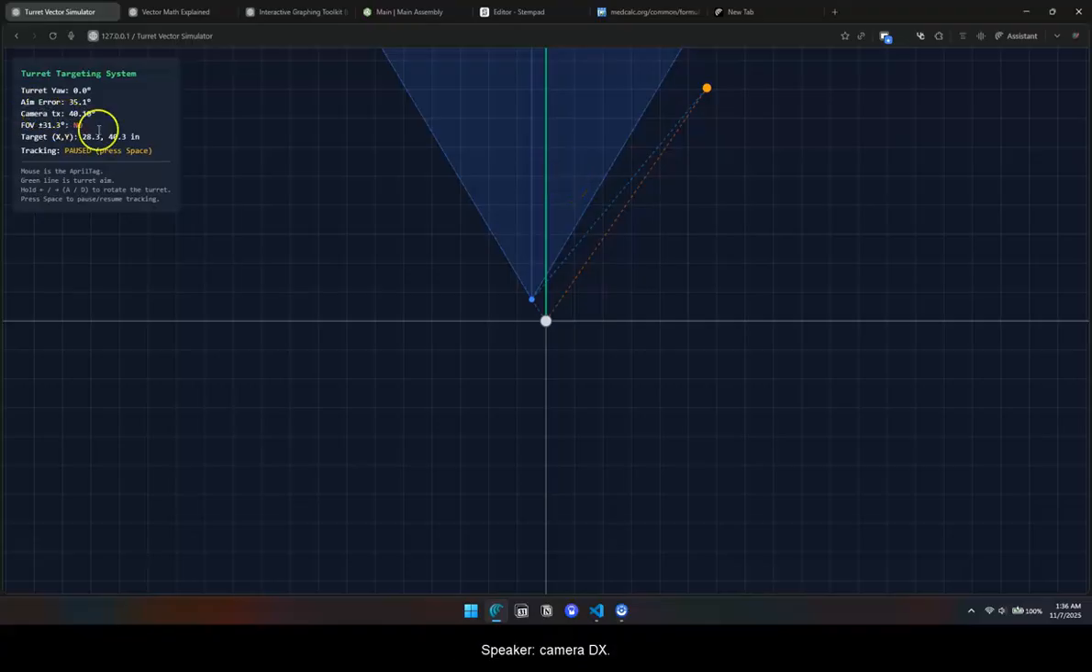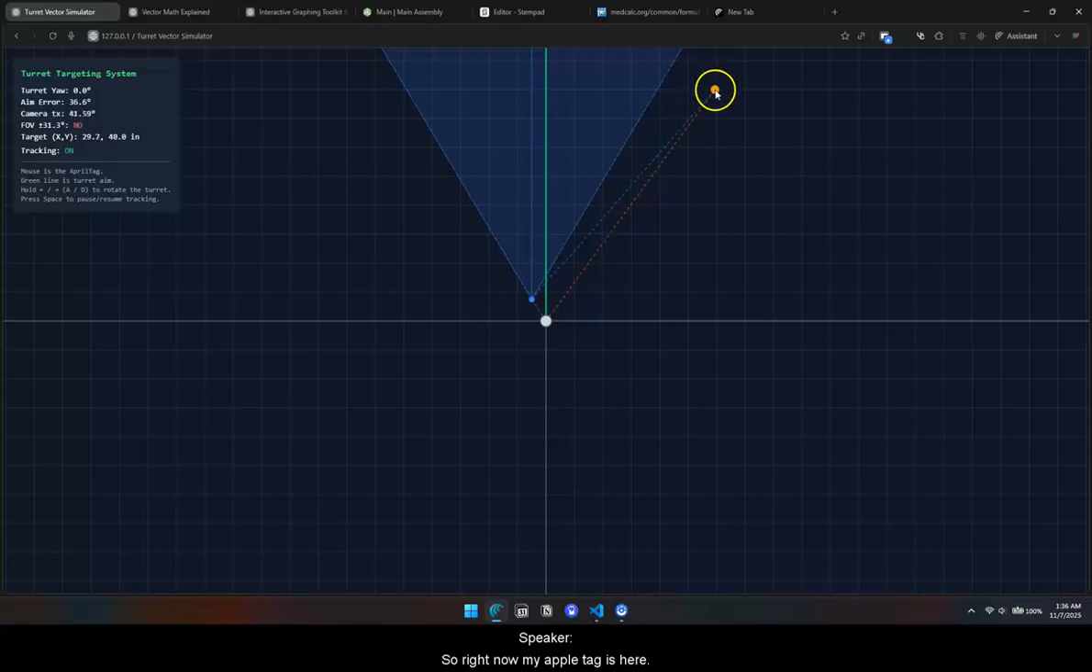And camera TX, this is what the Limelight would give me if it's in the range, but right now it's not in the range. Remember, if it's 31.3 degrees, it can see it. Anything more than that, it cannot see it. Okay. So let me just start the simulations.